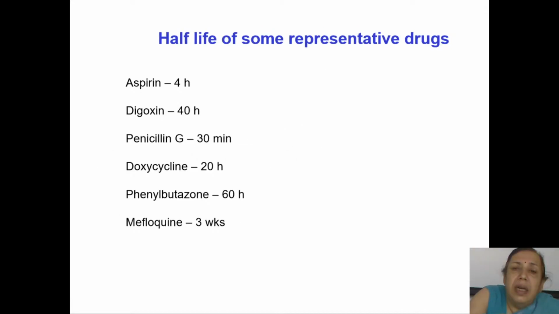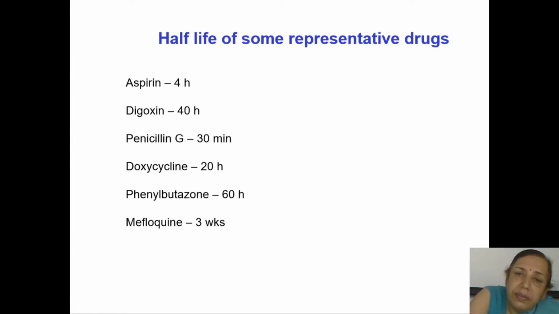Now, this slide gives you examples of some drugs with their half-lives. It may range from a few seconds, a few minutes, a few hours, 4 hours, 40 hours, 60 hours, to 3 weeks.